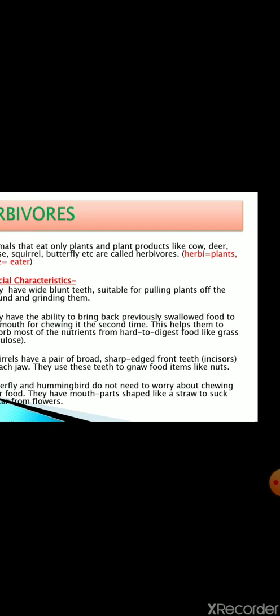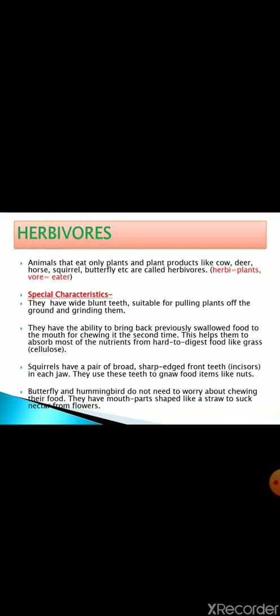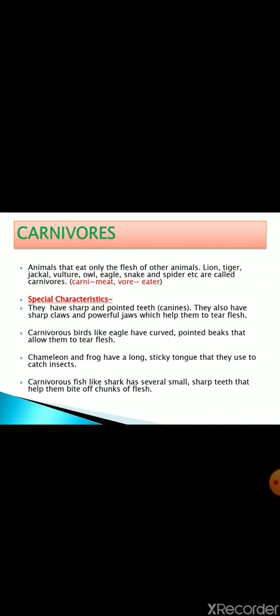Now we are going to study the next part, which is carnivores. In carnivores, carni means meat and vor is again eater. So the animals which are meat eaters, which eat the flesh of other animals, we call them carnivores. For example, lion, tiger, jackal, vulture, owl. All these are carnivores. Now, special characteristics. When an animal is a carnivore, what is the important thing they need?